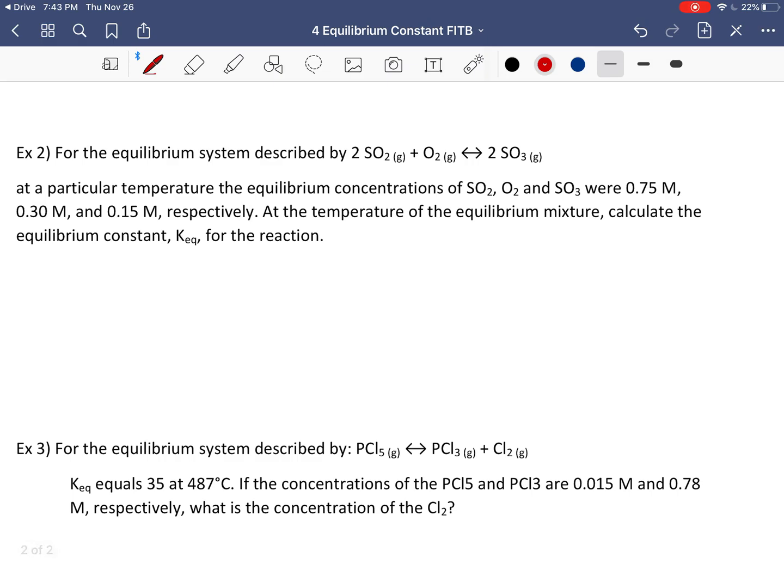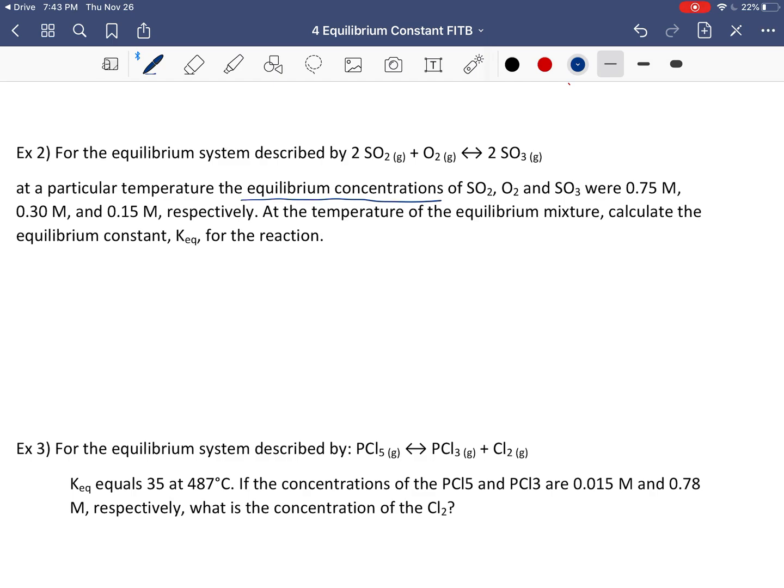For the equilibrium system described by 2SO2 plus O2 produces 2SO3 at a particular temperature, the equilibrium concentrations of SO2, O2, and SO3 were 0.75, 0.3, and 0.15 molar respectively. At the temperature of the equilibrium mixture, calculate the equilibrium constant KEQ for the reaction. Some important things to note is that in order to put things into our KEQ expression, they have to be at equilibrium, which in this case, it told us that it was the equilibrium concentrations.